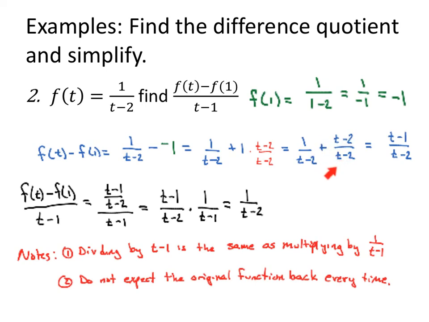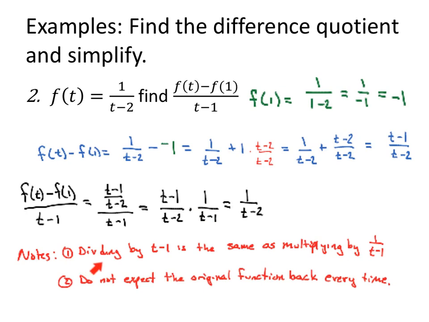When we're adding fractions or rational expressions, our denominator stays the same. We add our numerators, 1 plus t minus 2, that's a t, and a negative 1. So t minus 1 over t minus 2 is our new numerator from the difference quotient given to us. So now if I want to find this whole thing, f of t minus f of 1 over t minus 1, I just found my numerator, t minus 1 over t minus 2, divided by t minus 1. But remember, dividing by any expression is the same as multiplying by its reciprocal. And when I multiply by 1 over t minus 1, my t minus 1's cancel out, and I'm left with 1 over t minus 2.